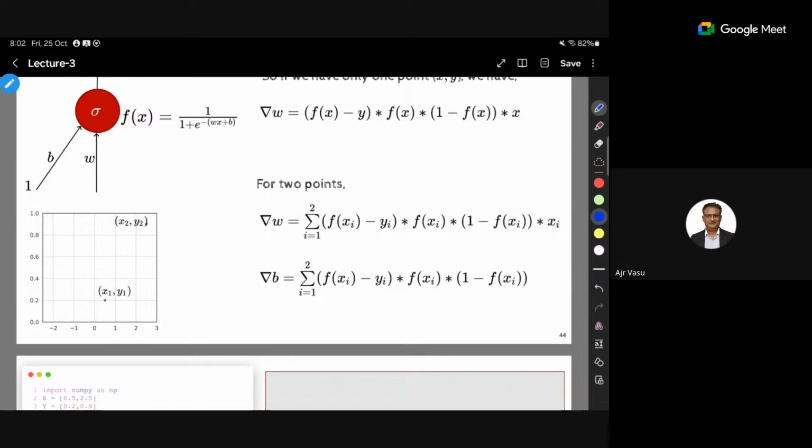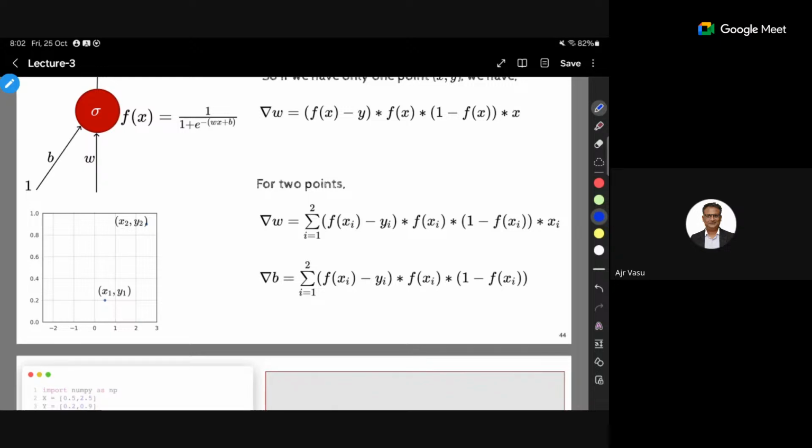Your X update, Xt plus 1, is equal to Xt minus learning rate into the gradient with respect to X. Y will be Yt plus 1 equals Yt minus learning rate into the gradient with respect to Y. You have to do it with respect to each one of them.